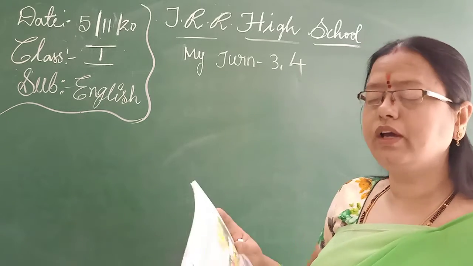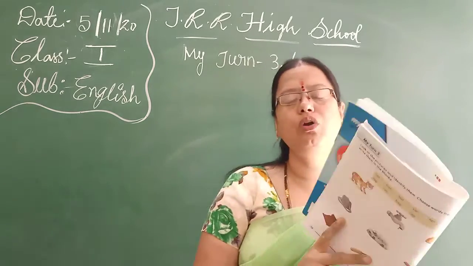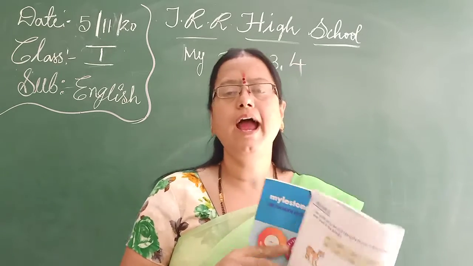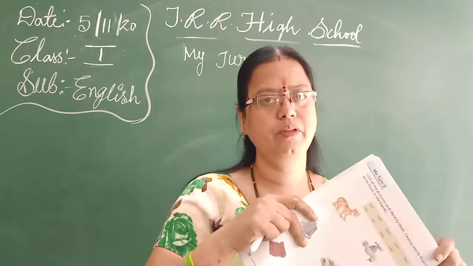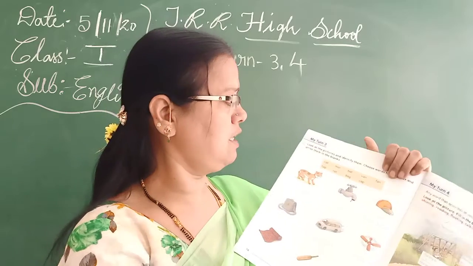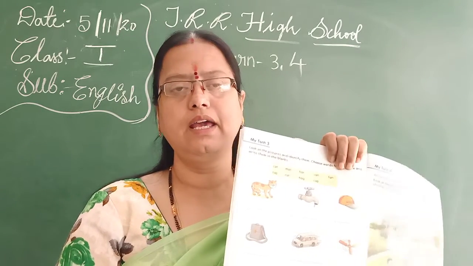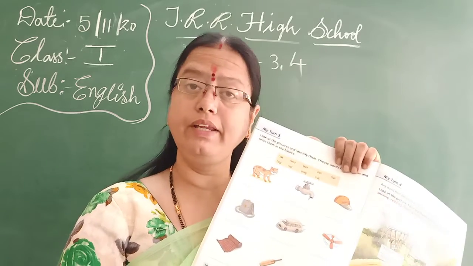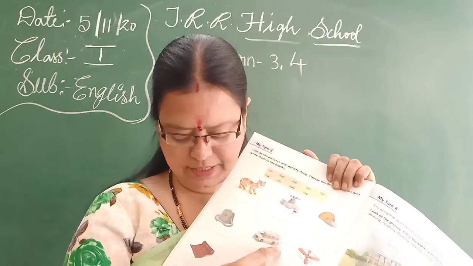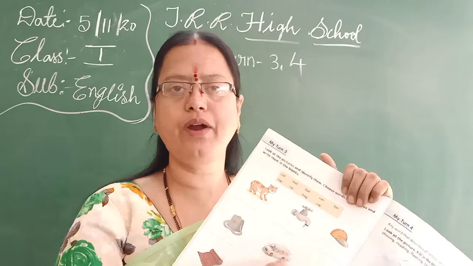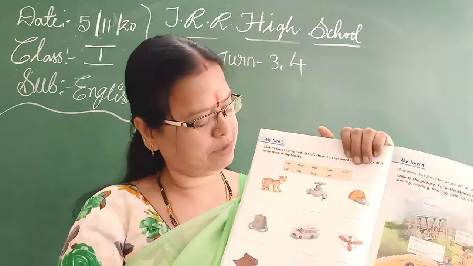So here in this My Turn 3, all of you open your English textbook and see here. Look at the picture and identify. Here some pictures are there, and you have to identify and write the names in the blanks. Here blanks are also there. You have to identify and write the names in the blanks, beta.